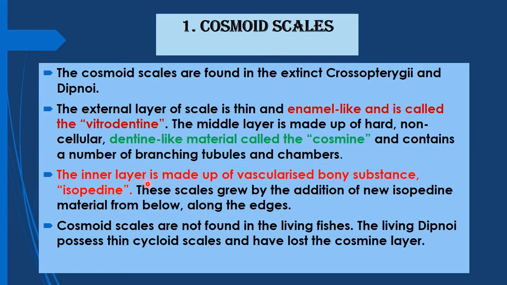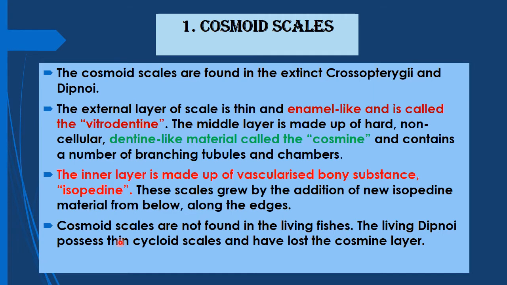The innermost layer is made up of vascularized bony substance called isopedine. These scales grow by the addition of new isopedine material from below along the ridges. Cosmoid scales are not found in living fishes.